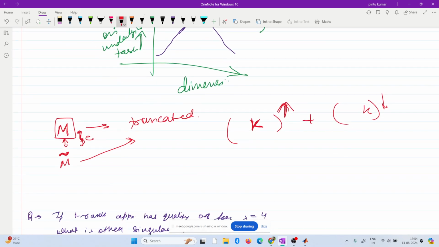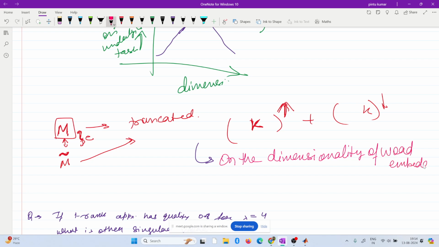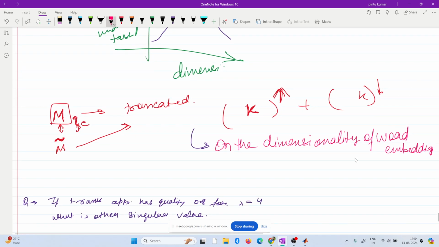Okay, so this is one phenomenon where SVD and those kinds of things came into the picture, which is quite relevant to machine learning. If somebody wants to read more on this, it all appears in a paper called On the Dimensionality of Word Embedding. This is the name of the paper. If somebody is interested, you might read it. I read it 3-4 years back. I'm not very fresh on this paper, but this was the flavor of the paper.